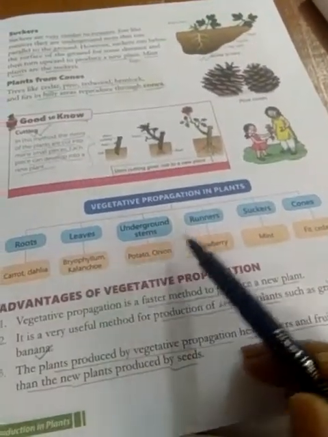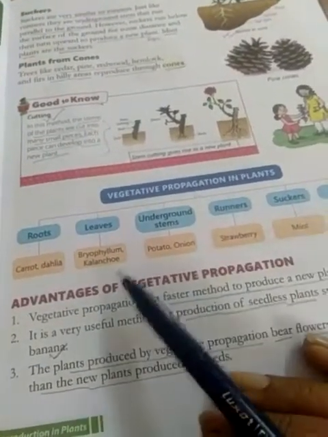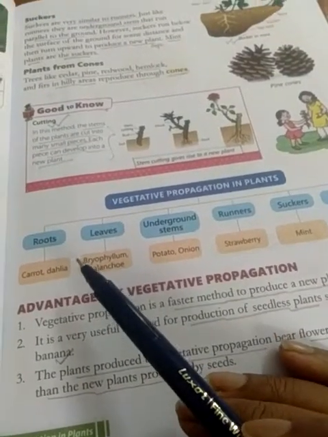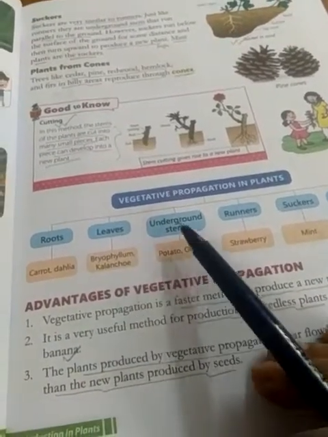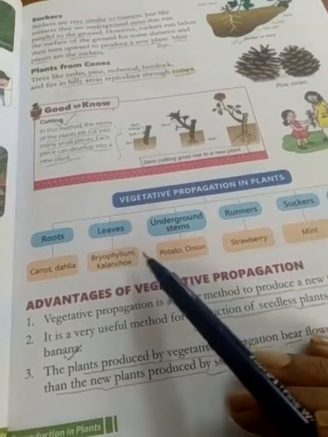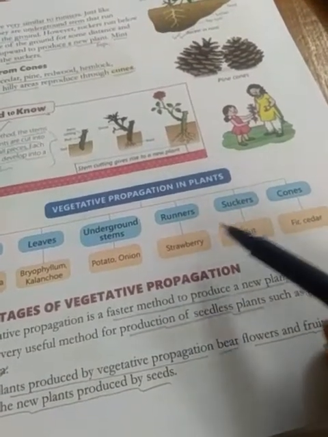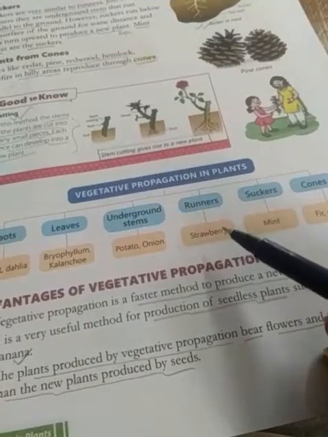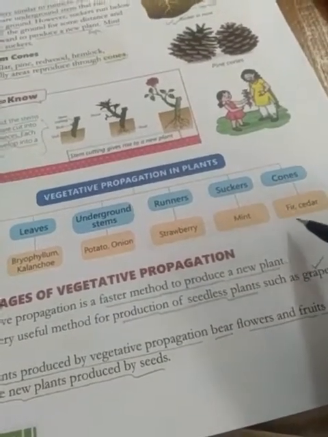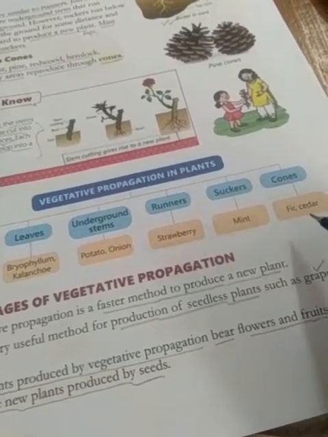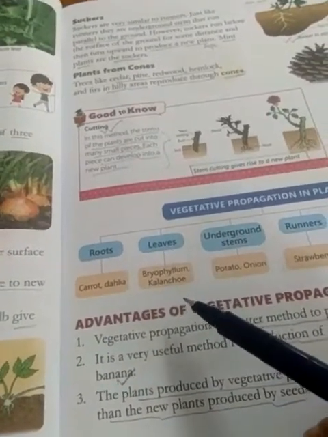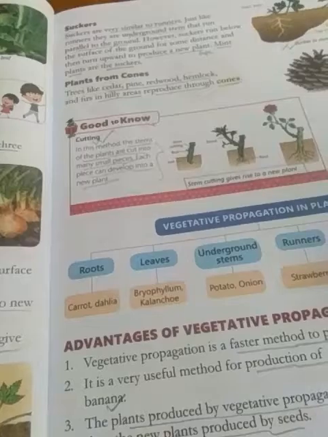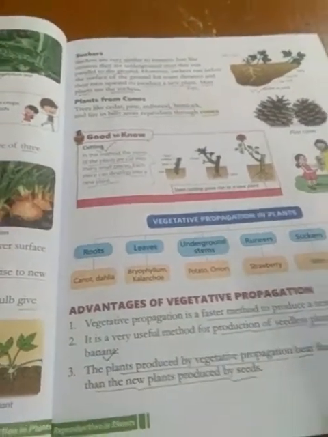This is the diagram of vegetative reproduction or propagation in plants we have discussed earlier, such as root, then leaves, and the underground stems. These three will be known as the vegetative. Clear? As well as the runners, suckers, and the cones. The examples of the plants are, for runner case, strawberry; for sucker case, the mint; the cone case, fir and the cedar; and for the root vegetative reproduction, that is carrot, dahlia; the leaves, bryophyllum; underground stems, potato and the onion. Now the question is, what are the advantages of the vegetative reproduction?